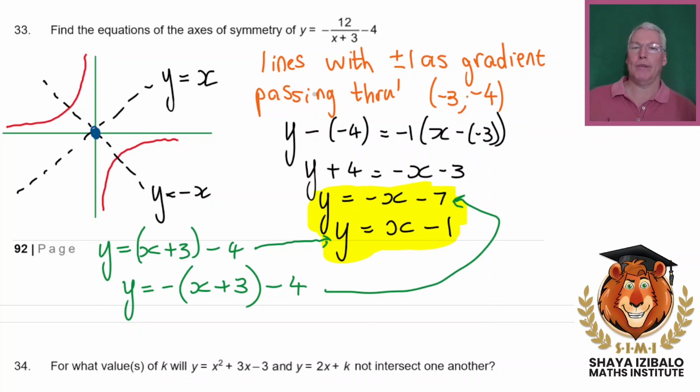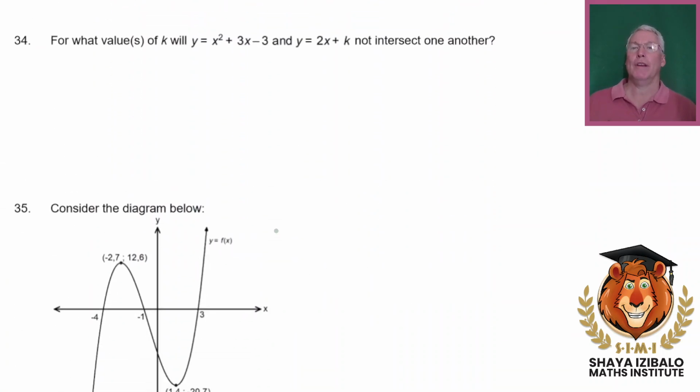Right, let's look at question 34. Question 34 says, for what values of k will this parabola and the line y equals 2x plus k not intersect one another? Now we will draw a little animated picture of this just now to confirm our answer. But let's have a look at what we've got here. We've got a parabola. We don't know exactly where it is. We do know that it's a happy parabola, that way up. And then we've got a line y equals 2x plus k. And what the plus k does is move that line up and down.